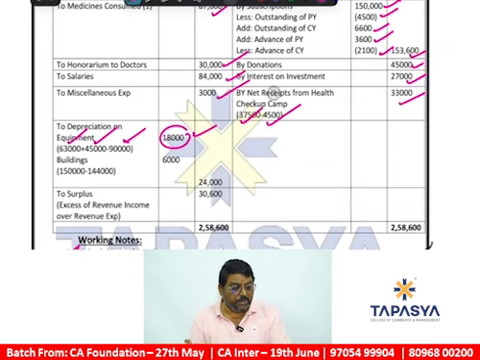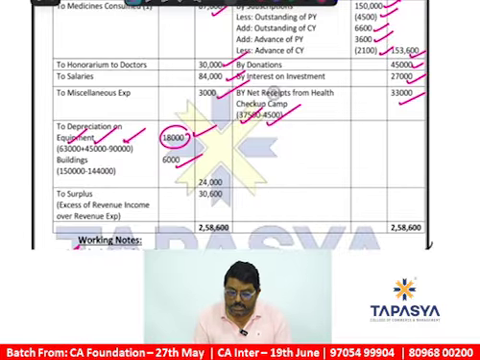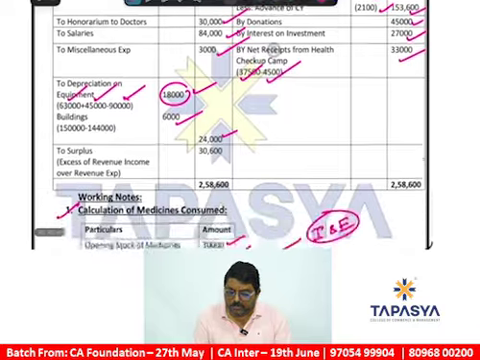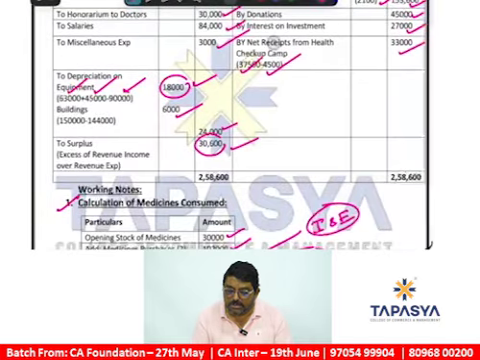Subscription, stock of medicine, due for medicine, equipment, value of building opening 1,50,000, closing 1,44,000, 6,000 is a depreciation, total 24,000. Automatically surplus will come 30,600.